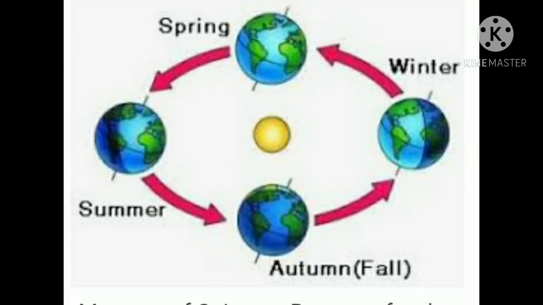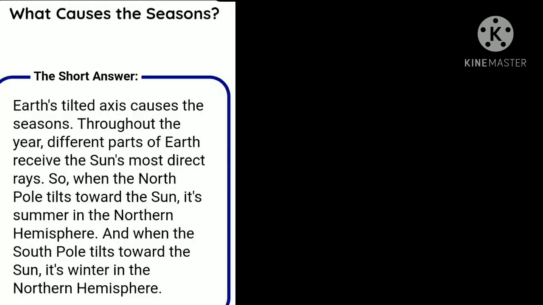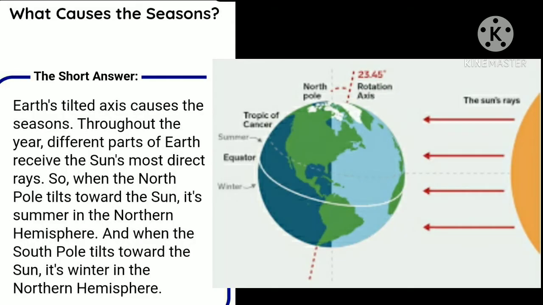We all know the seasons are 4, isn't it? Spring, winter, summer, autumn. What causes the seasons? Children, the earth's tilted axis causes the seasons. Tilted axis means the earth is tilted a little bit, 23.5 degrees, towards the sun. Tilted means vangi untundi towards the sun.